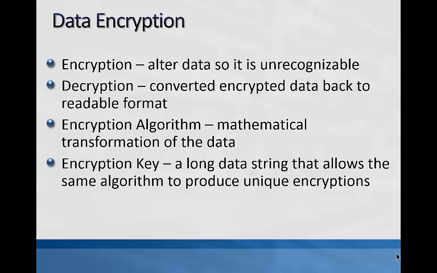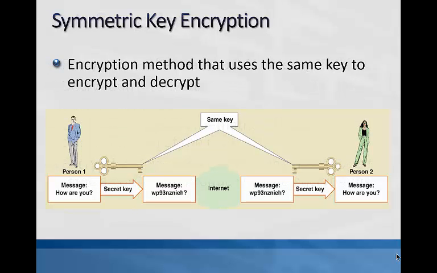Because it is more efficient to use the same encryption algorithm for encrypting data, there has to be a way to make each encryption unique. The method to do that is to use an encryption key that changes. The encryption algorithm uses the encryption key to produce a unique encryption based on that key. There are two types of encryption that we will discuss. One is called symmetric key encryption and the other is asymmetric key encryption. Symmetric key is also referred to as single key encryption. Asymmetric key encryption sometimes is called public key encryption.